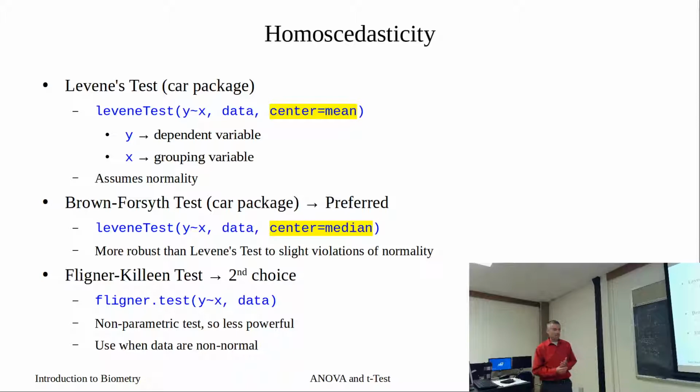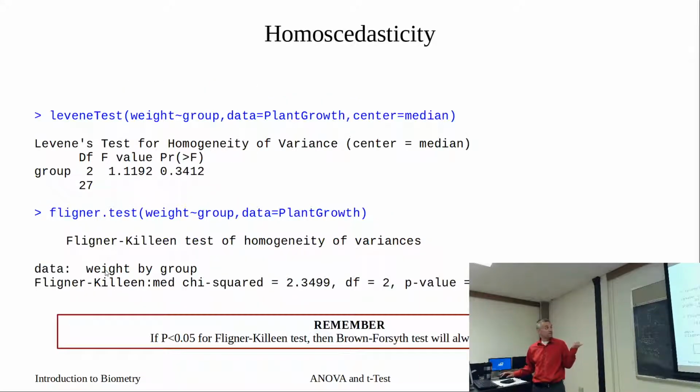Now, this test is non-parametric, so it's not as powerful as the Brown-Forsythe test. That means if we run the Fligner-Killeen test because we were questioning whether or not our data was normally distributed, and we get a p-value that's close to 0.05, say 0.06, 0.07, 0.08, there's a possibility that we violated the equal variance assumption. We just didn't have enough power to detect that difference. There's kind of a warning with that. All right, so we're going to run our Brown-Forsythe test, and we're going to run our Fligner-Killeen test. These are the two ways to run it on our plant growth data set.